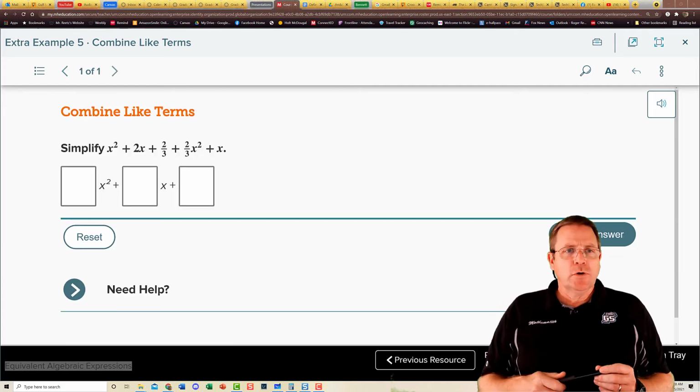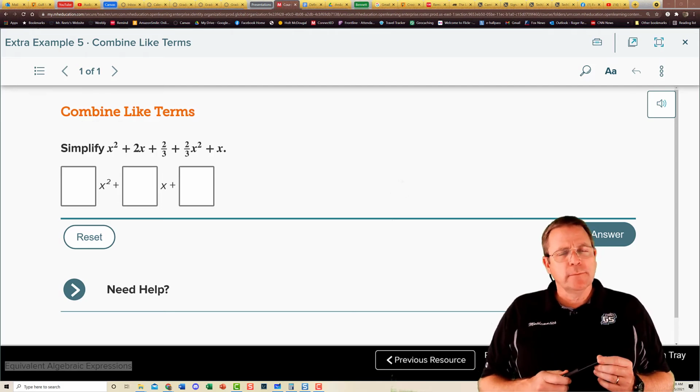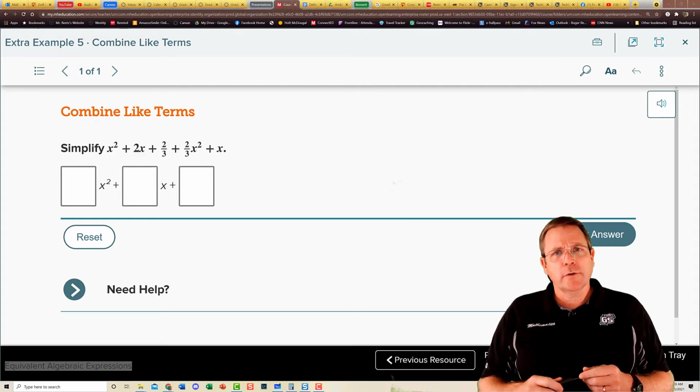Now it's going to be your turn. This one looks a little bit scary because it has some fractions in it, but I trust you can handle it. Go ahead and stop the video, work on this problem.